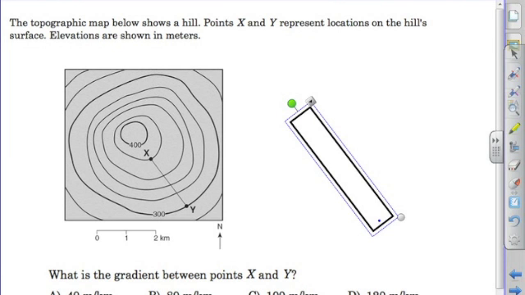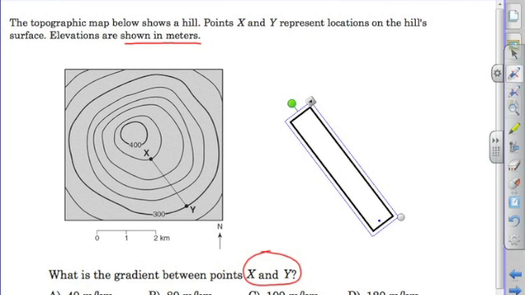Here, they're telling me in the blurb on the top, the topographic map below shows a hill. Points X and Y represent locations on the hill's surface. Elevations are shown in meters. That's important to know, that the elevations are shown in meters. What is the gradient between points X and Y? Well, let's take a look.